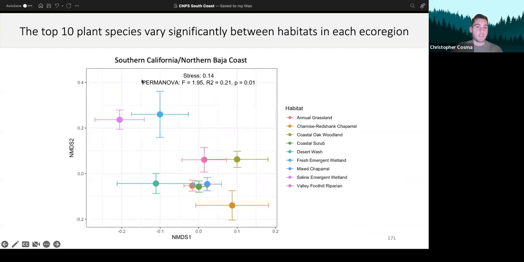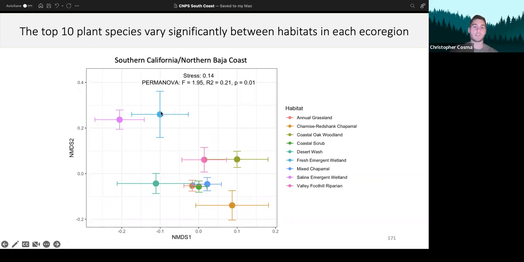And we saw that these top 10 plant species don't only vary broadly between our ecoregions, so those broader ecoregions, but when we zoom in on one ecoregion, we also see that the composition of these top 10 plant species also varies significantly between habitat types in those ecoregions. So here, this is colored by the habitat type within the Southern California, Northern Baja Coast ecoregion, which is where I and probably many of you are from.